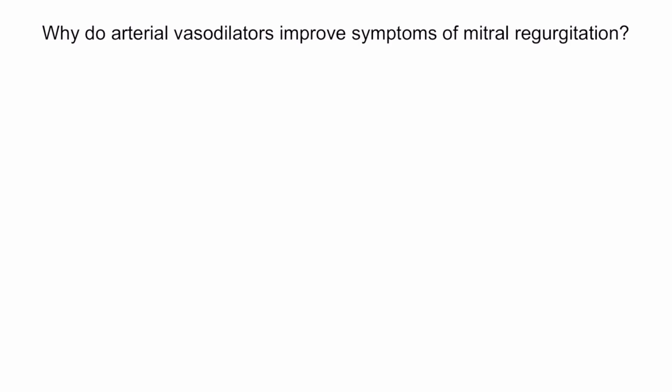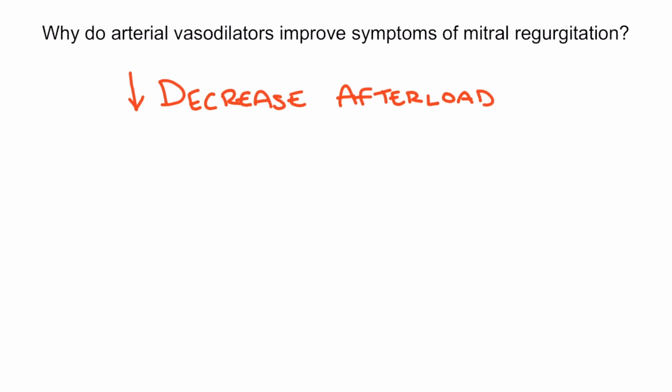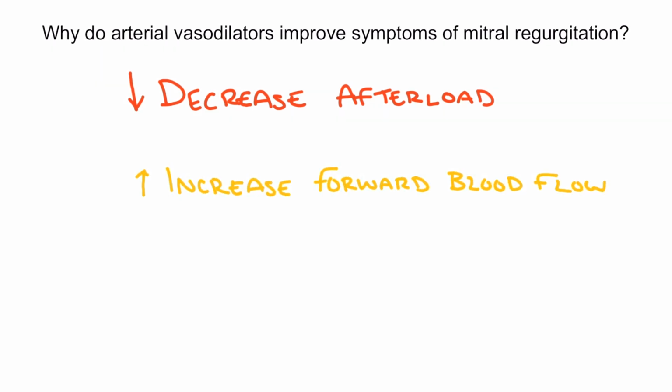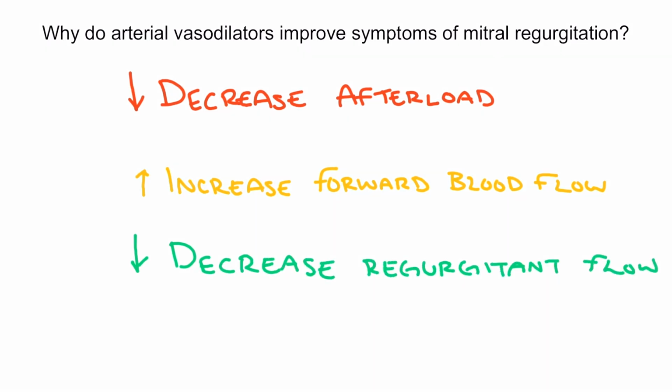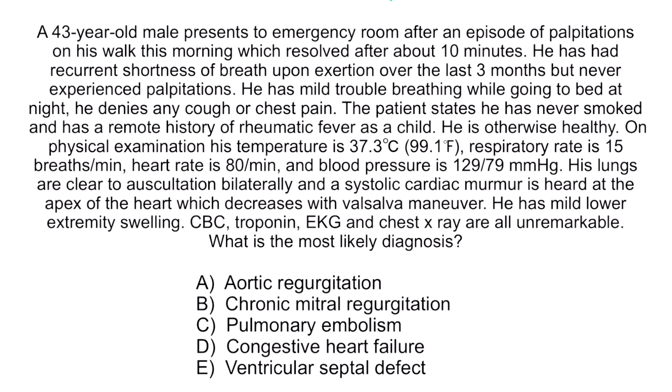Why do arterial vasodilators improve symptoms of mitral regurgitation? Left ventricular afterload is a major determinant of forward to regurgitant flow ratio in patients with mitral regurgitation. Therefore, reducing left ventricular afterload with arterial dilation can cause an increased forward blood flow while reducing regurgitant flow and thereby improving symptoms. So let's read a question.